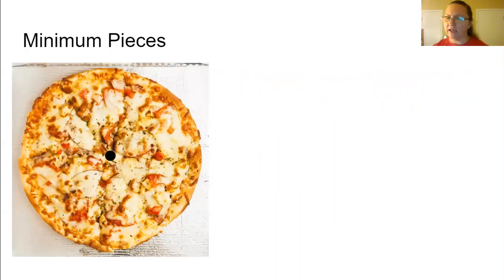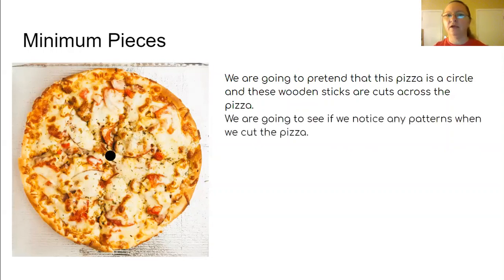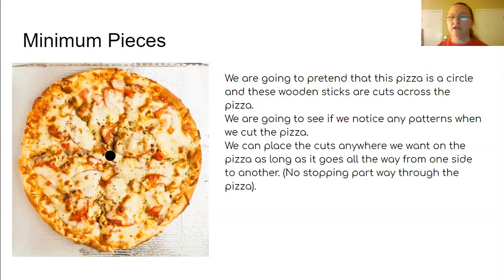Then we started looking at, if we did not go through the center and we're just cutting any kind of way on this pizza, and we're trying to find the minimum number of pieces we can get with the cuts, how many would that be? So again, we're using the wooden sticks. We're cutting any kind of way. We're going to see if we notice any patterns, and this is again plotted on the board, and so we're looking for a relationship. Our independent variable being the number of cuts, and the dependent variable being the number of pieces, and again looking for the smallest number of pieces. So we can cut any kind of way.